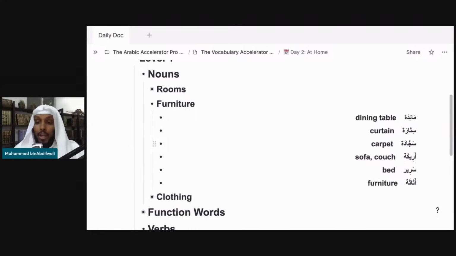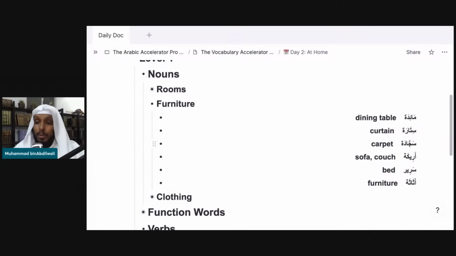Sitara, curtain, carpet, sajjada. Now, sajjada is used as carpet, right? But if you look at the origin of the word, it comes from sajada, which means to prostrate. And it's because you prostrate on a carpet. Or sometimes sajjad is also used for prayer mat. So they use it for both, prayer mat or carpet. Sometimes they call carpet other names as well, but that's one of them.